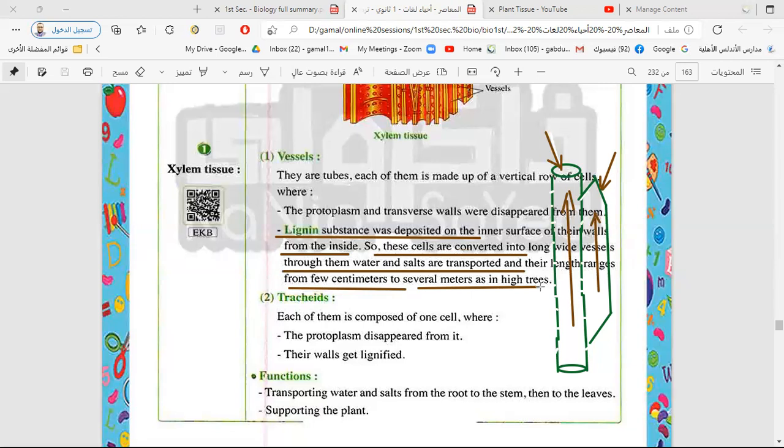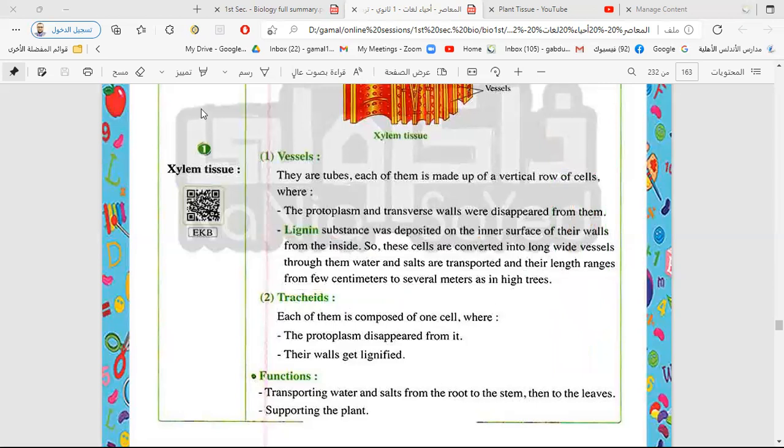Okay. The function of the xylem tissue: transporting water and mineral salts from the root to the stems, then to the leaves, and supporting the plant because it has lignin, it's lignified. It has a function of also supporting.